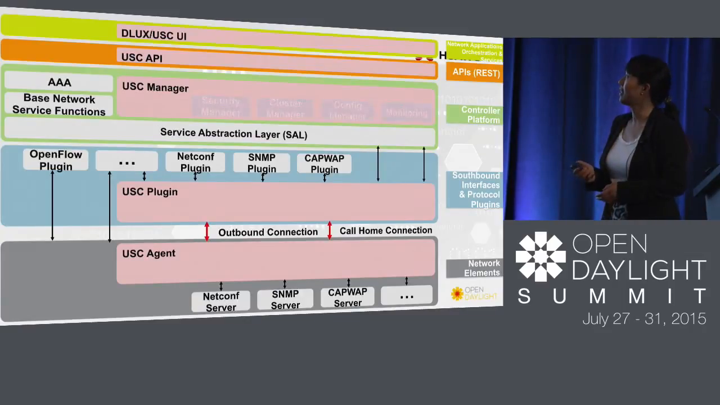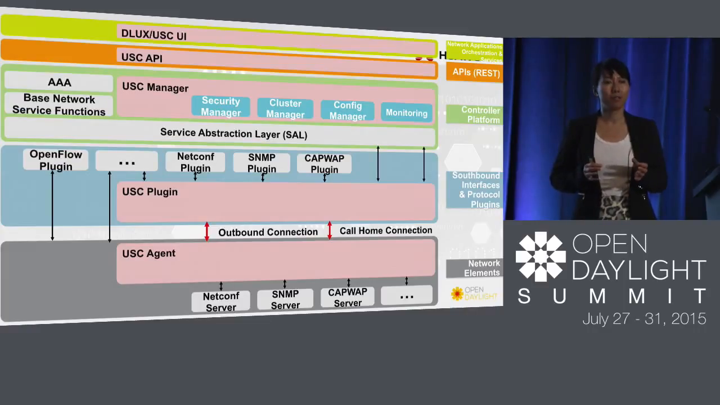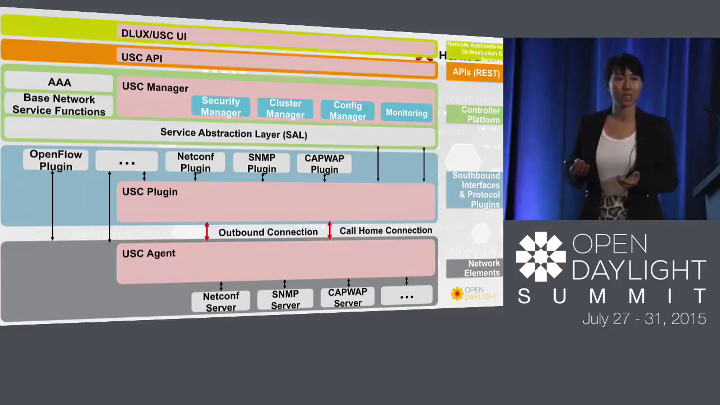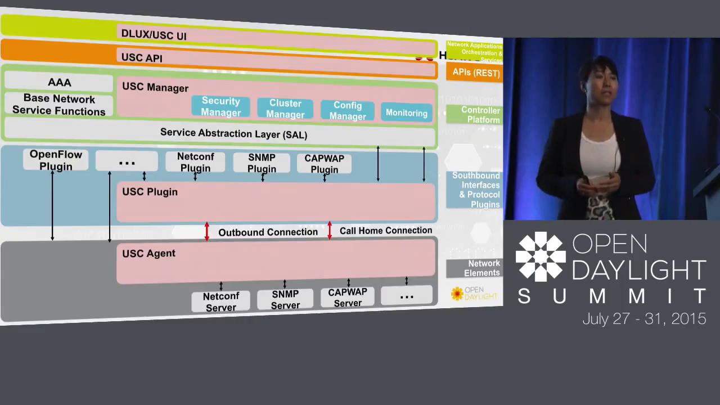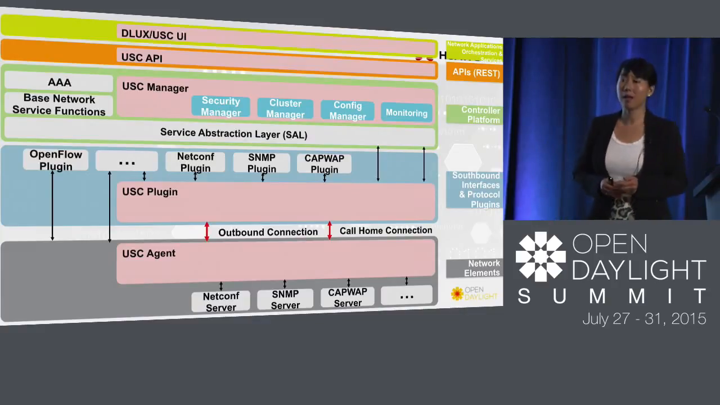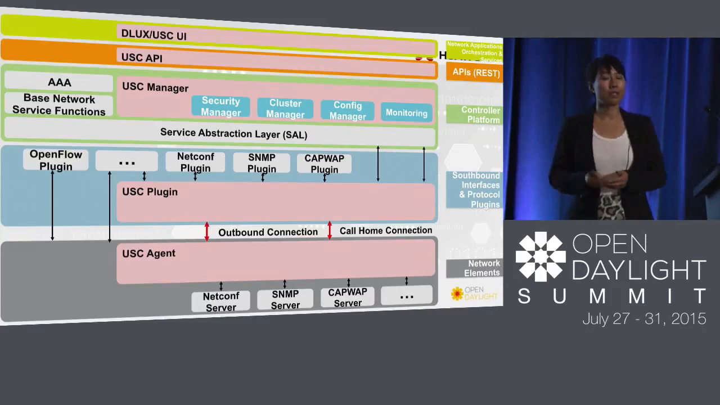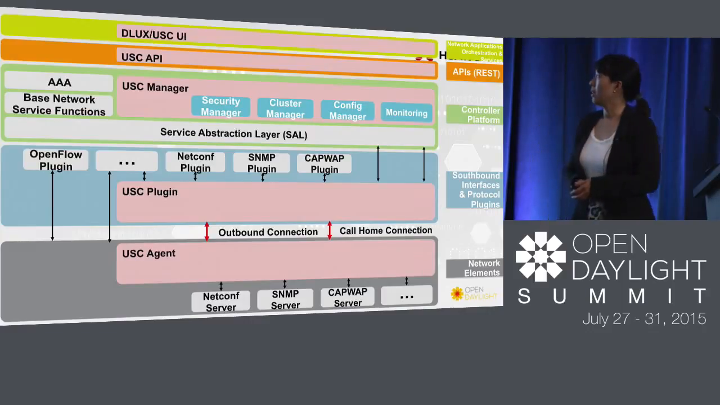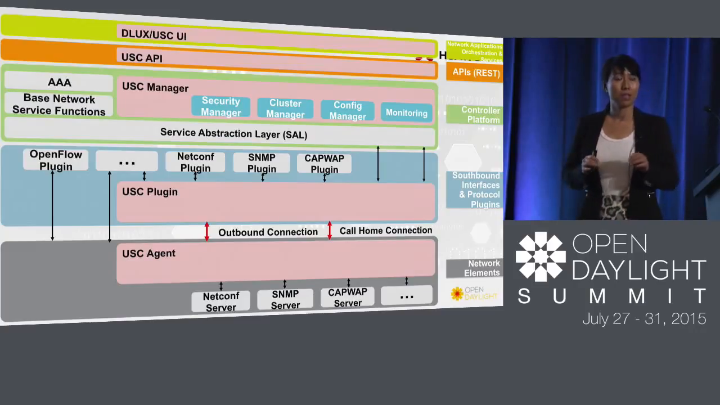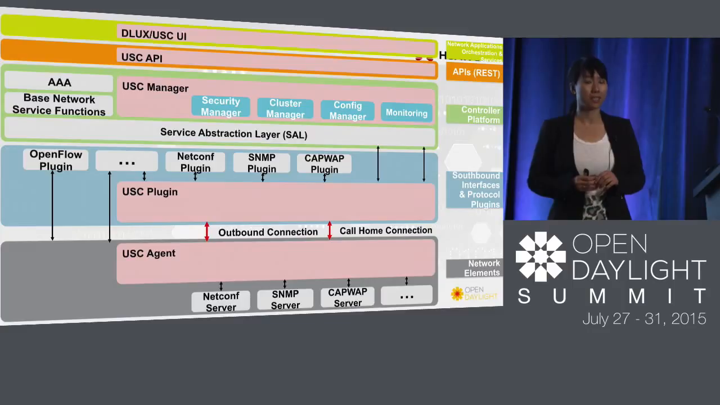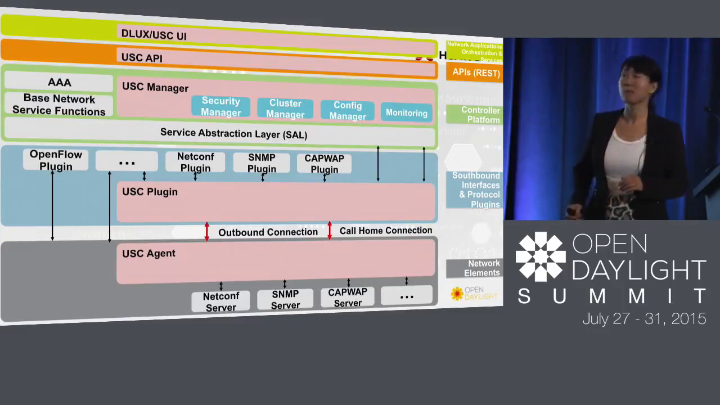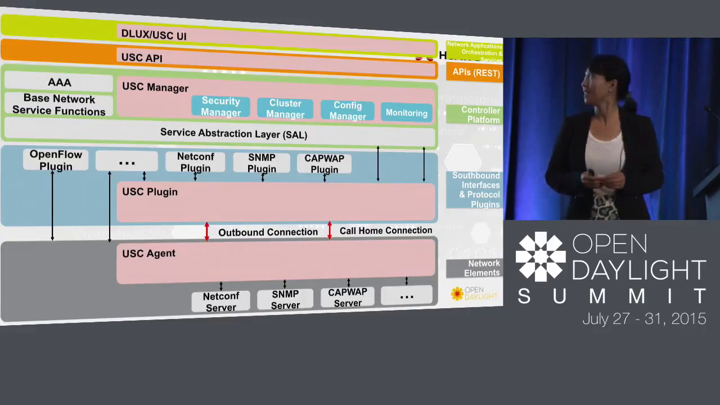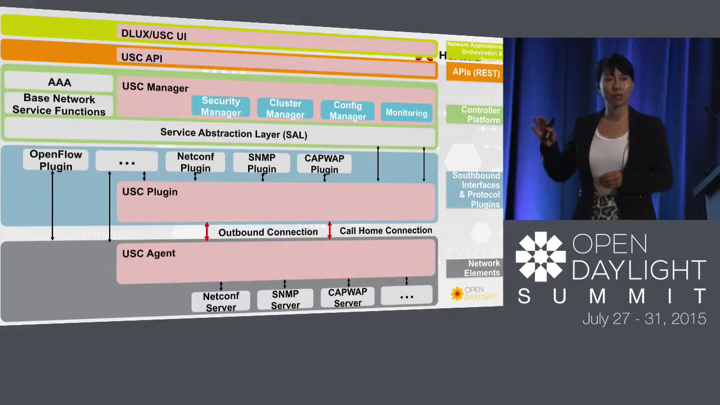The other three components are very, very important. The manager is the core component of the Unified Secure Channel. It is responsible for security management. Right now, for the Helium release, we only implement certificates. But in the future, we plan to integrate with AAA and other authentication methods. Right now, we provide this API, so when you use it in your product, you could leverage that API to use any other authentication you want. The second is cluster management. As I talked about, the Unified Secure Channel improves the clustering capabilities. The main task is implemented in the manager component, along with configuration management and monitoring capability, which will expose the API to the outside.